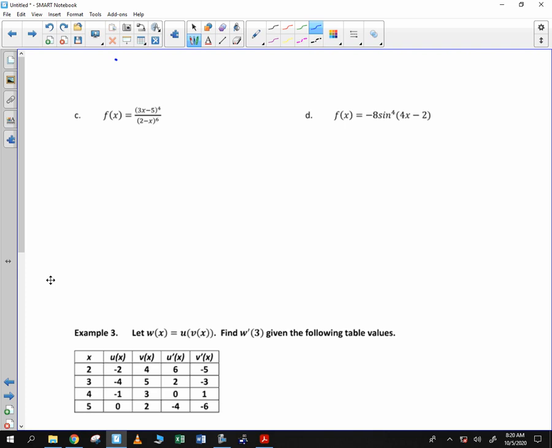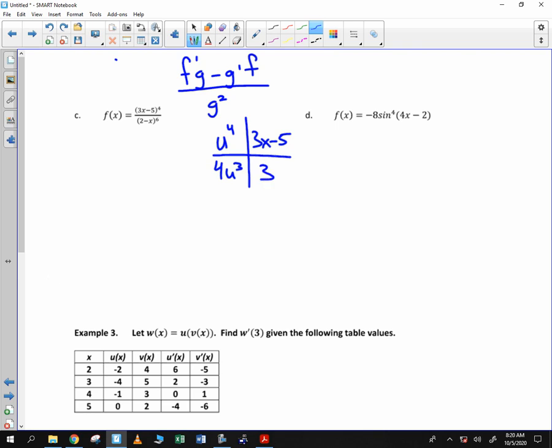Letter C. This is another tough one. You can see it's set up as the use of the quotient rule right away. Quotient rule is f prime g minus g prime f all over g squared. So the derivative of the top, I'll have to use the chain rule. U to the 4th, 3x minus 5. 4u cubed and 3.